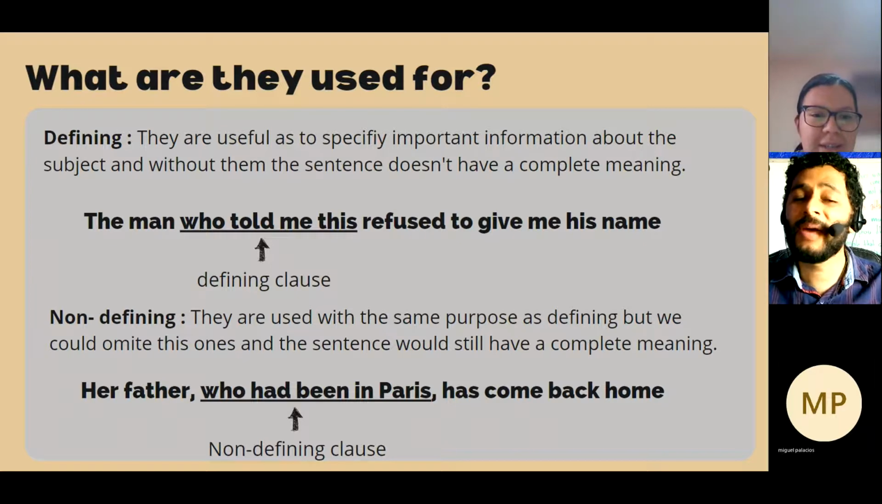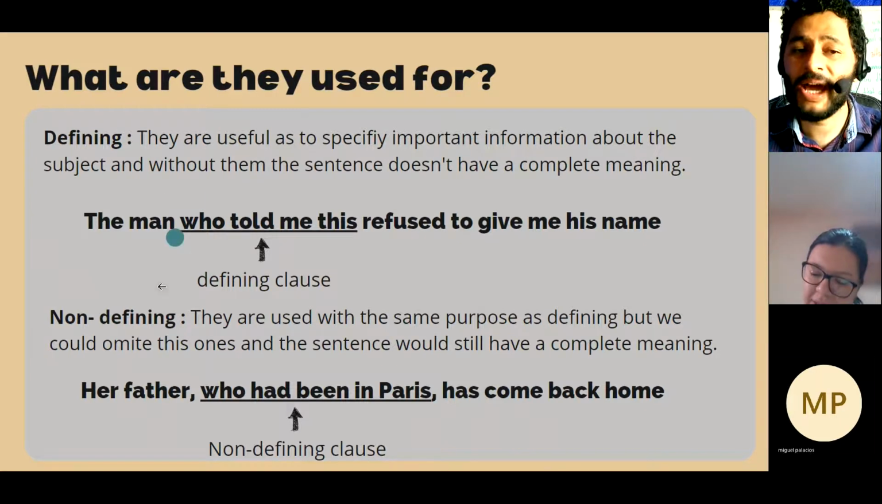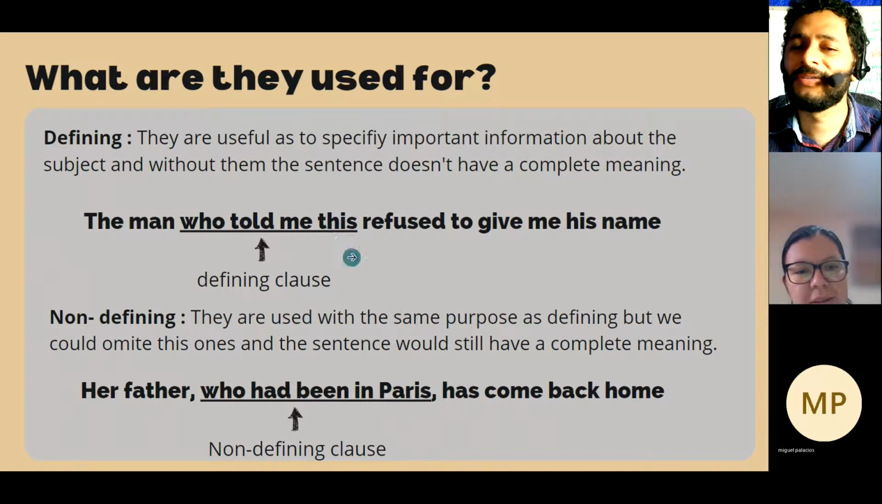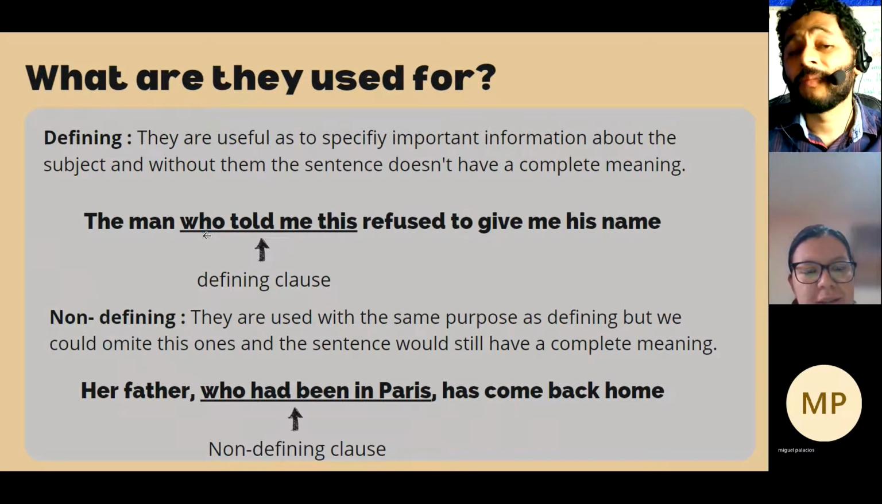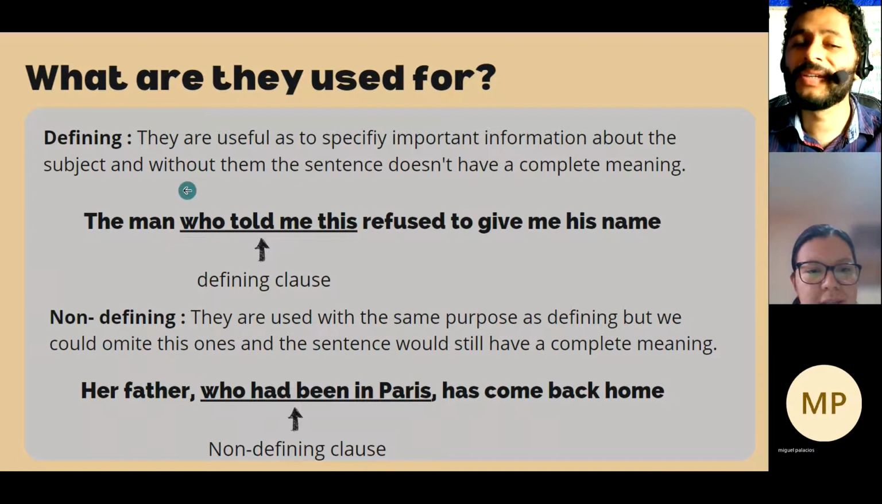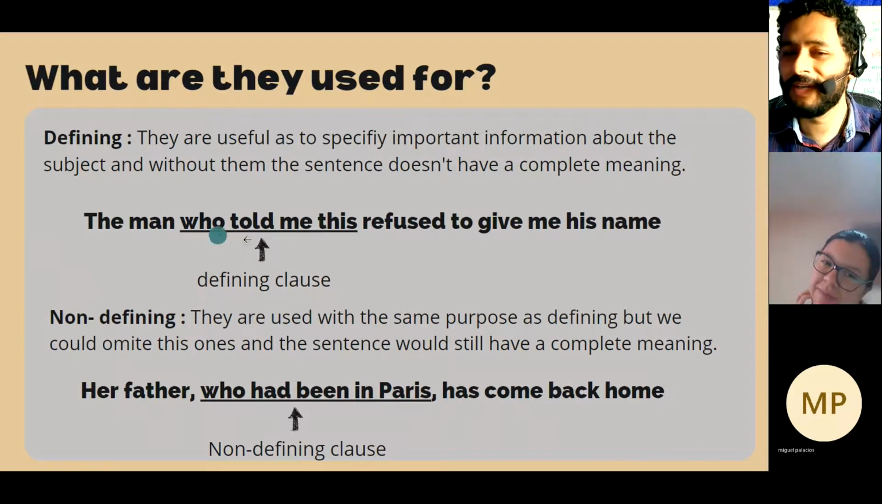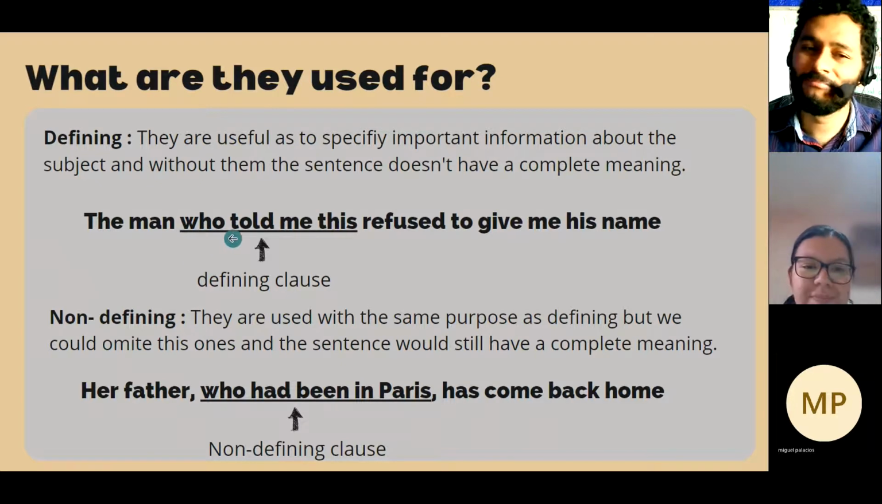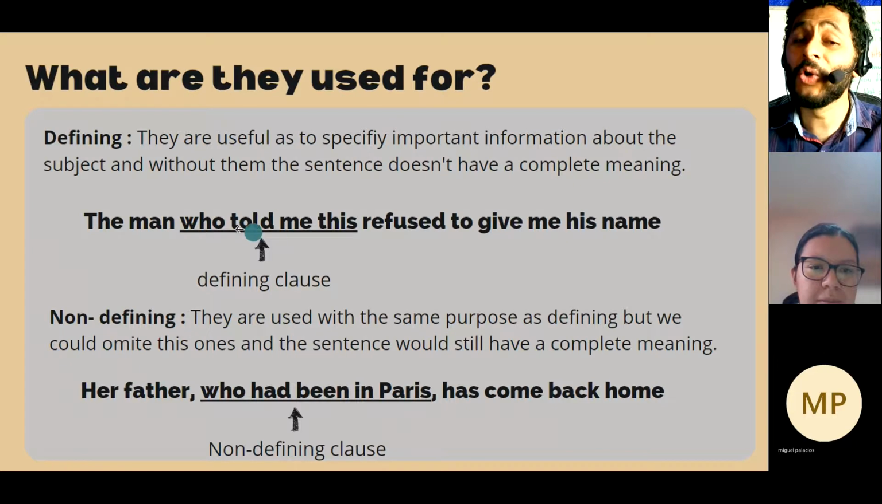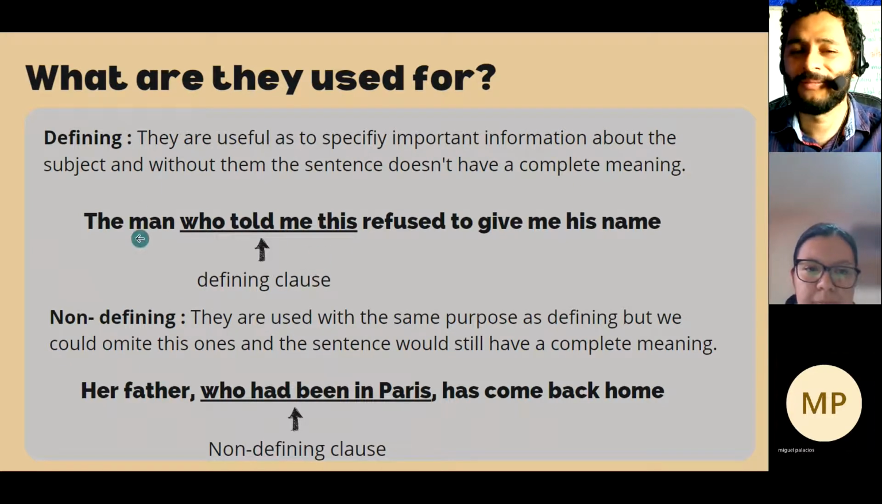Exactly. So let's imagine that you put out this part, who told me this. You don't include that part in the sentence. So, what would be the sentence without this part? The man refused to give me his name. Exactly. So, do we know which man are we talking about? No, not really. So, the man who told me this is the defining clause of the man, right?